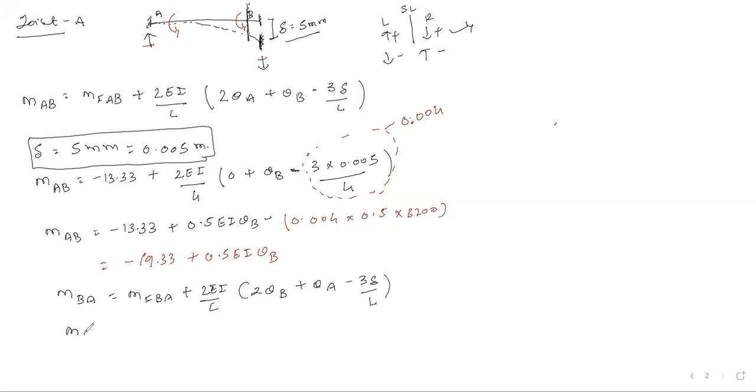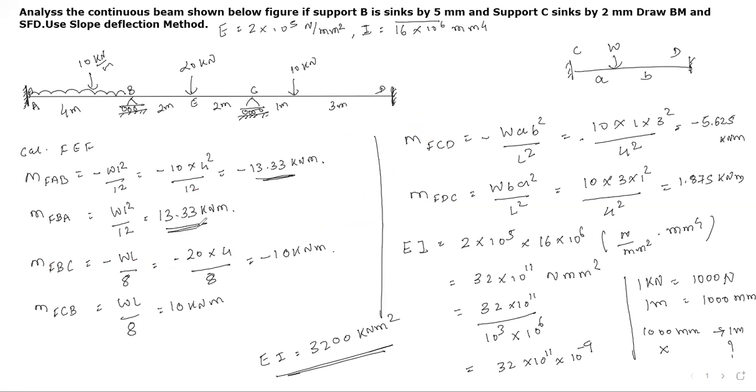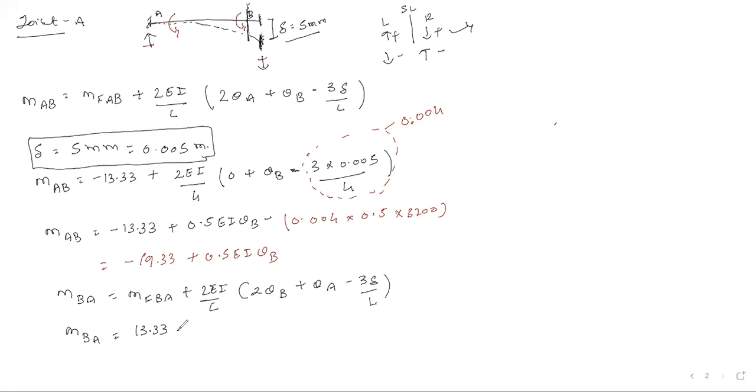So MBA should be equal to, what is the value of MFBA? Plus 13.33. See here, MFBA plus 13.33 plus 2 EI divided by 4. Your theta A again 0. We need to calculate theta b, 2 theta b minus 3 into 0.005 divided by length, again 4 meter. Okay, I hope it is clear to all of you.